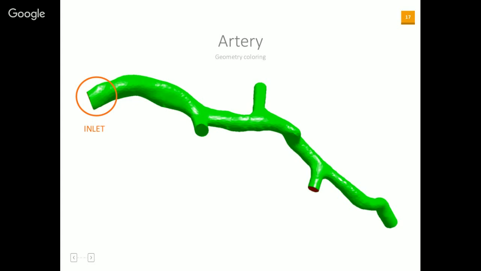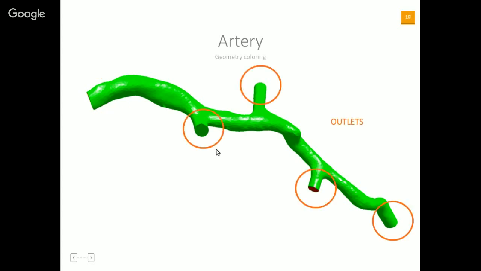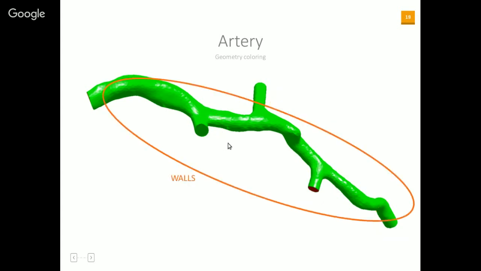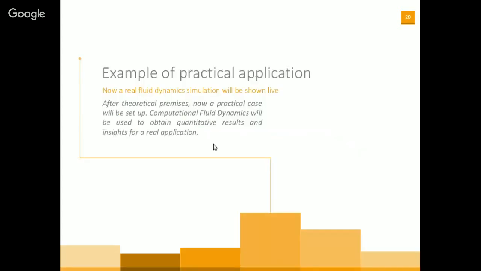And here, for example, we highlighted the inlet that we colored in yellow. Then we have 4 outlets colored in red and other colors. And finally, the walls that are left green. That is the default one. So now that we have our geometry prepared, we can shift to the website, our web application, and show you how the simulation is performed.